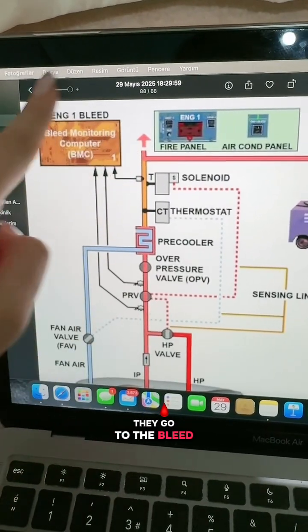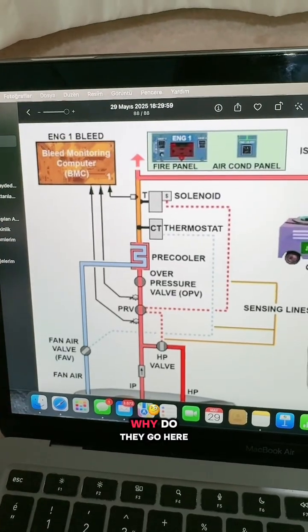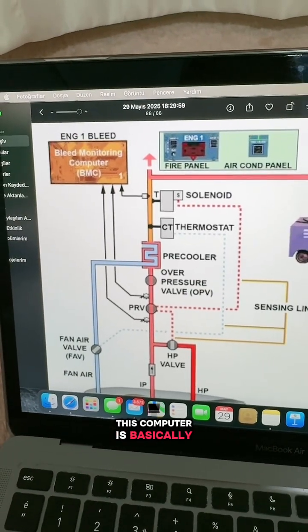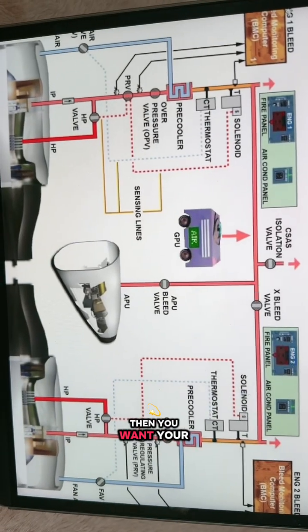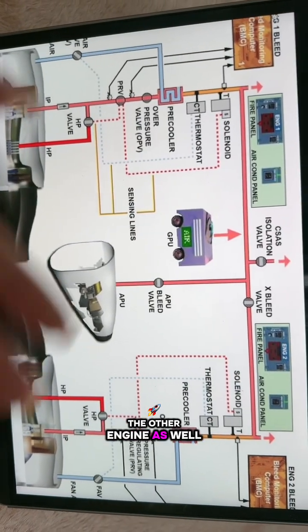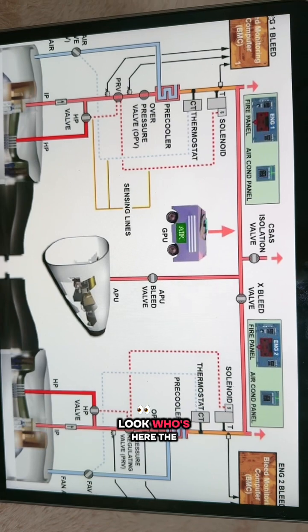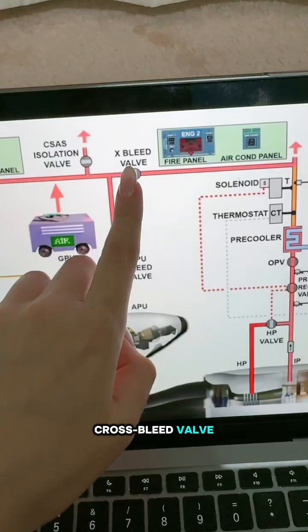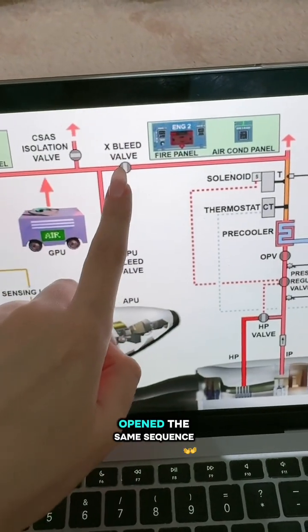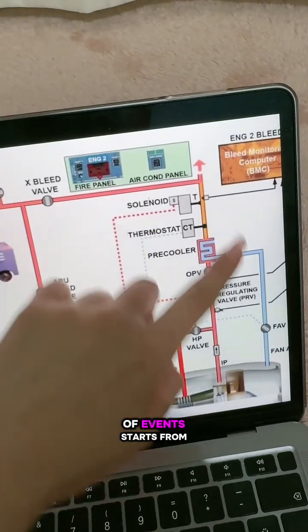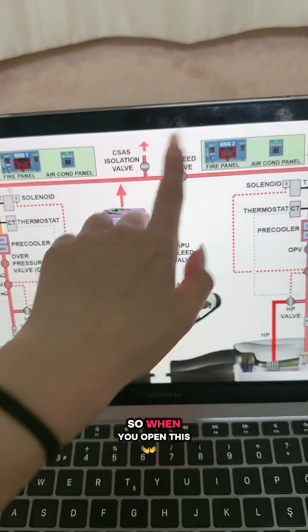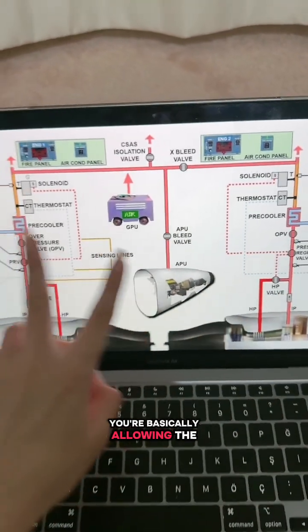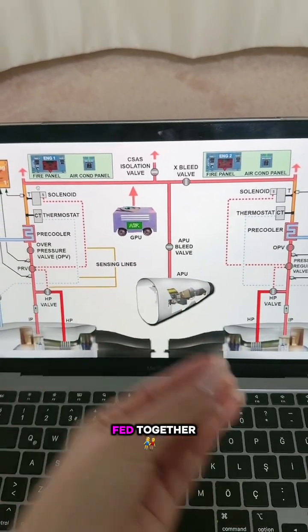Where do all these, the solenoid, thermostat, and pressure components go? They go to the bleed monitoring computer. Why do they go here? This computer is basically the system that monitors the bleed air. Then you want your air to go to the other engine as well. Look who's here, the cross bleed valve. When this valve is opened, the same sequence of events starts from here too. So when you open this, you're basically allowing both sides to be fed together.